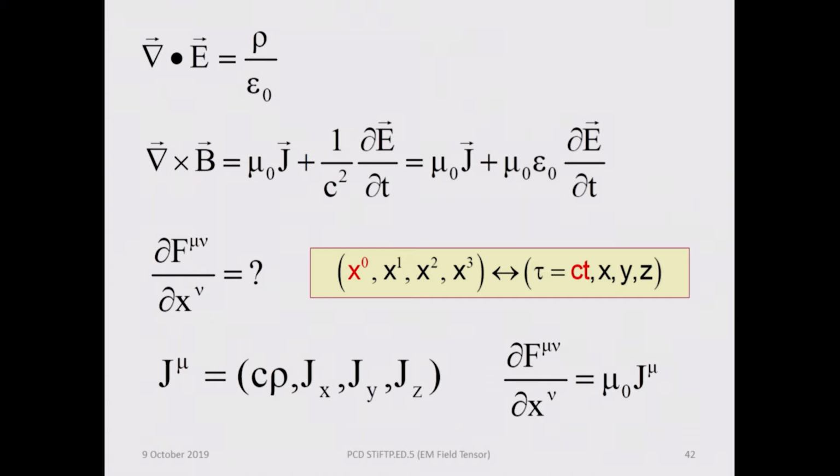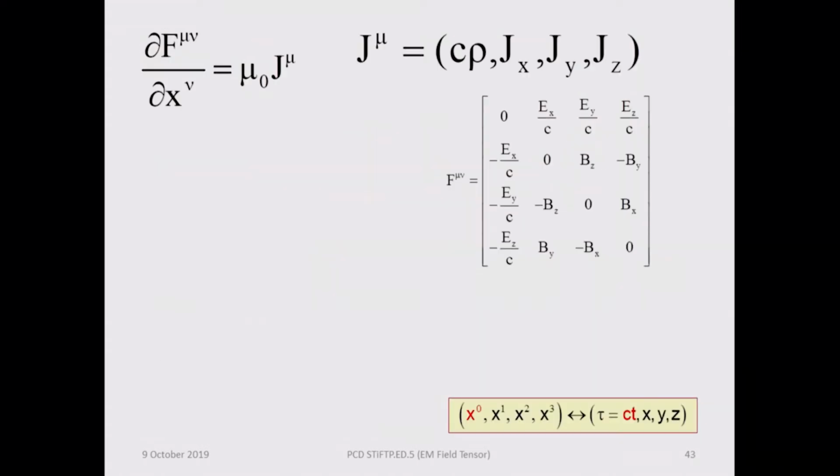So, del cross B equal to the right hand side is a set of 3 equations for the 3 components of the curl of B. For the curl of B you have got 3 components, and those 3 equations together with one equation, the equation for divergence of E, will give you 4 equations, and those are the 4 equations which are sitting here. And you can verify that very easily.